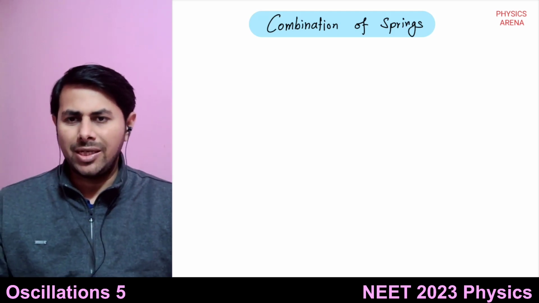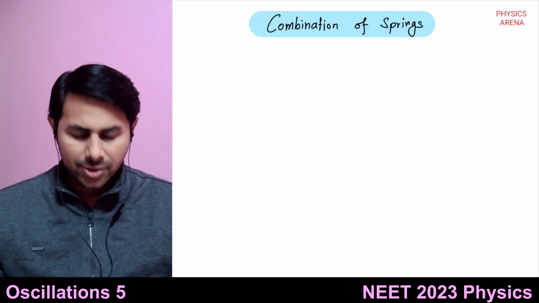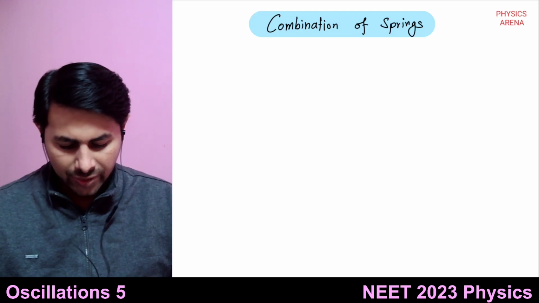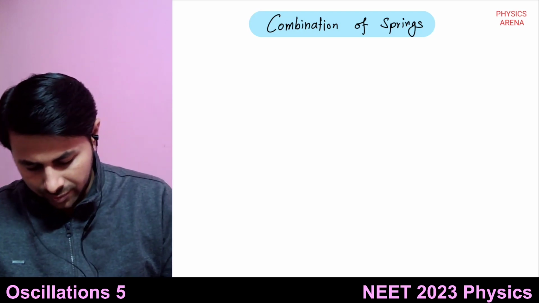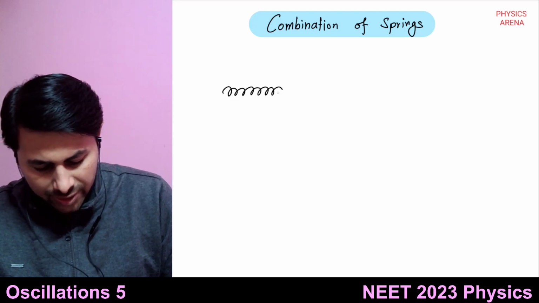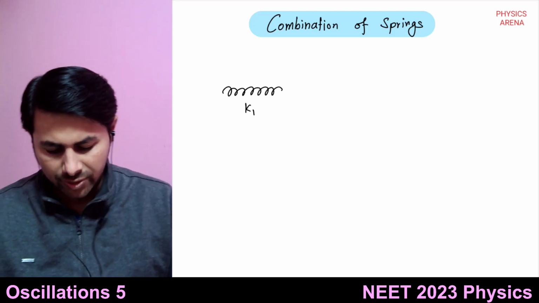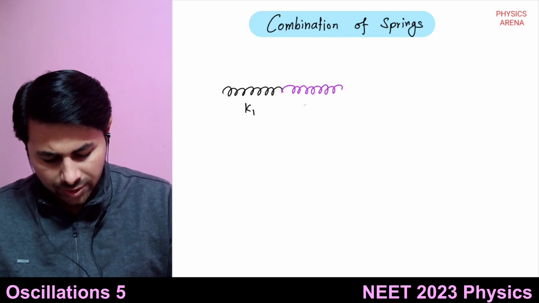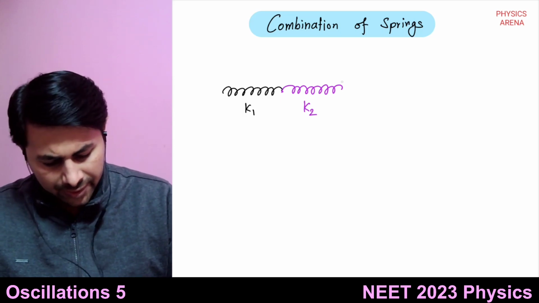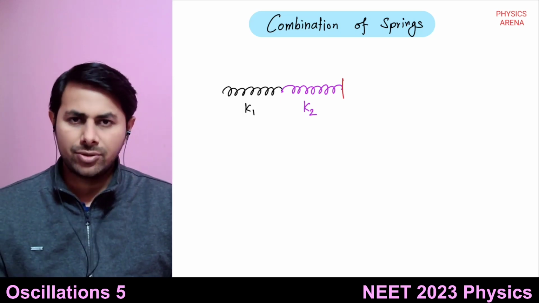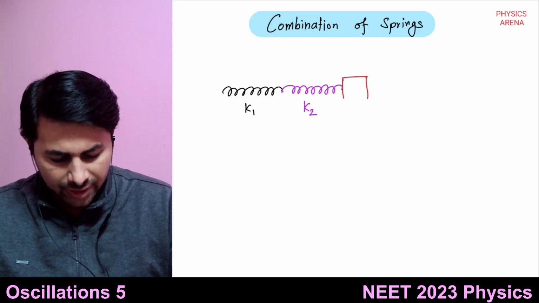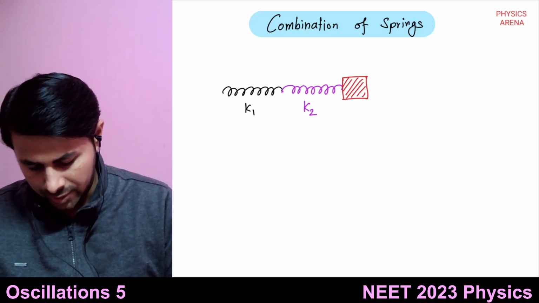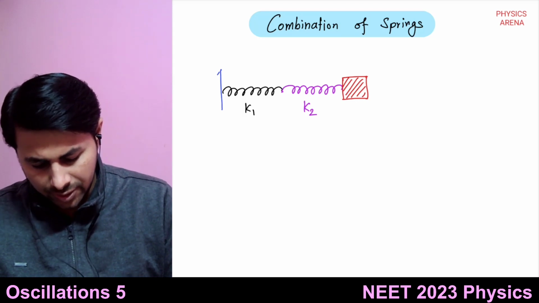Let's talk about combination of springs. Suppose we have two springs of spring constants K1 and K2, and we connect them in series combination. This is spring 1 having spring constant K1, then this is spring 2 having spring constant K2. The first spring is connected to the second spring, the other end of the second spring is connected to this block, and the left end is connected to this rigid support.